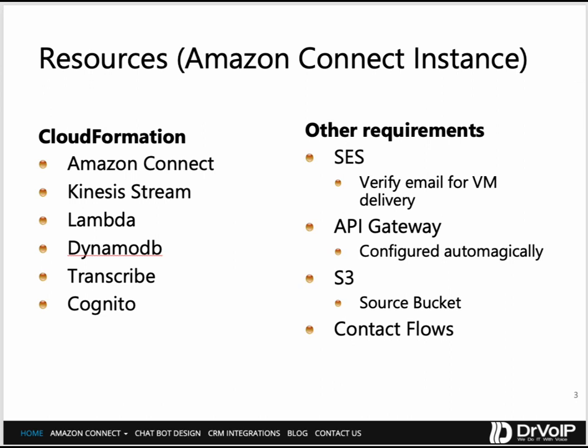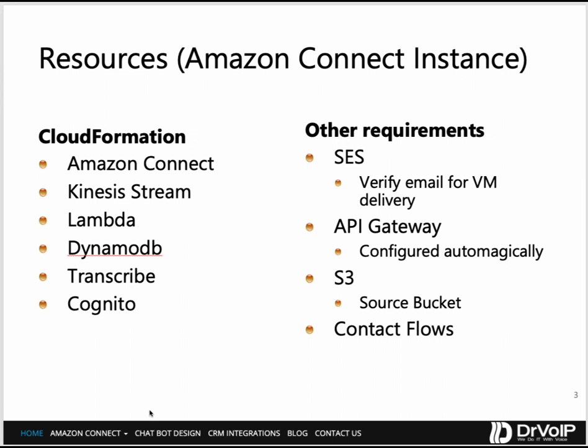The resources you're going to need, obviously you need an Amazon Connect instance, right? You've got your call center and now you're trying to add voicemail to your call center. What this framework is going to do is generate a CloudFormation template that will be used to generate some resources that include a Kinesis stream. You're going to generate some Lambda functions, a DynamoDB table. You're going to make use of Transcribe. Cognito will play a role. That will all be pretty much generated by the CloudFormation template.